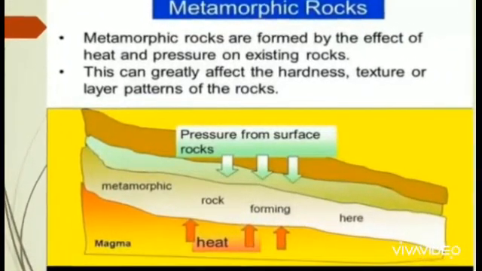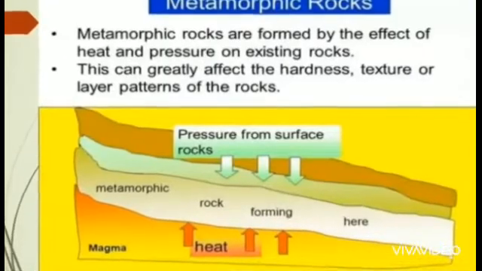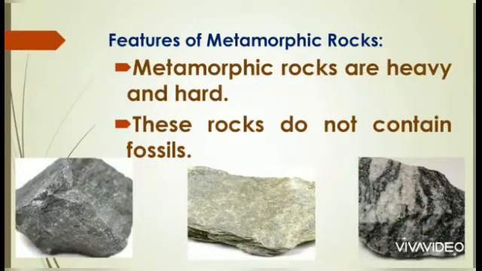These rocks do not contain fossils. Metamorphic rocks are heavy and hard. Coal gets metamorphosed when it undergoes heavy pressure and intense heat. After coal gets metamorphosed into diamond, its price increases. We burn coal while we use diamonds as ornaments.